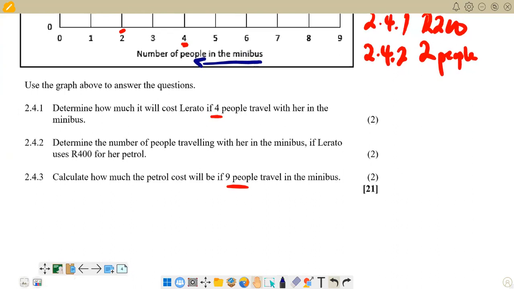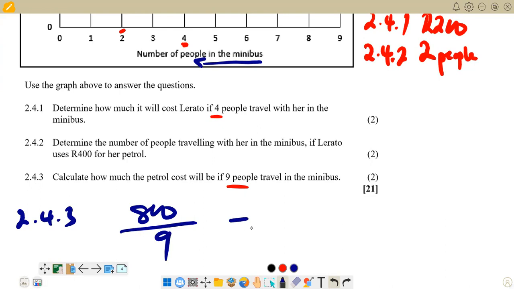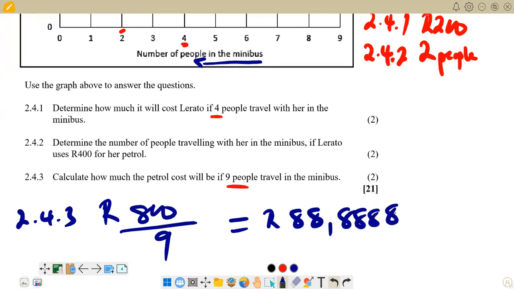So that's what we have there on 2.4.3. So we come here. This is 2.4.3. So we are just going to say 800 is our total cost divided by the number of people. And then the answer that we get is in rands. The number that we get will be the answer that we have there. So we will say 800 rands divided by 9. You are going to get 88.888. You'll see that these 8s are going indefinitely there.